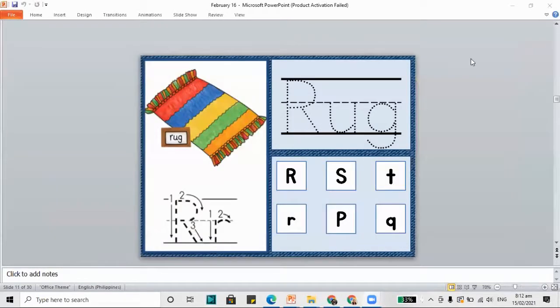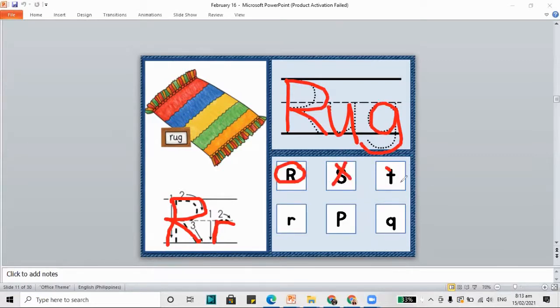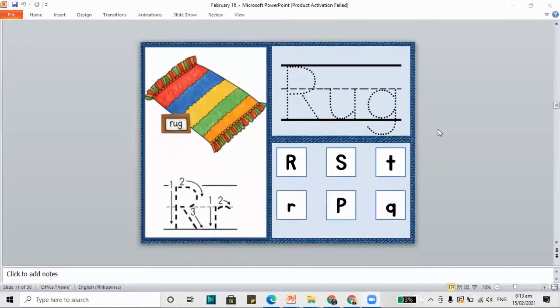And look, what do we have here? We have the letter R for the rug. Capital R and lowercase r. R, U, and the letter G, rug. Let's circle our letter R's and mark an X on the other letters. We have R, this is S, this is T, this is letter R, this is P, and this is Q. We found all our letter R's. Remember, it has the R sound.